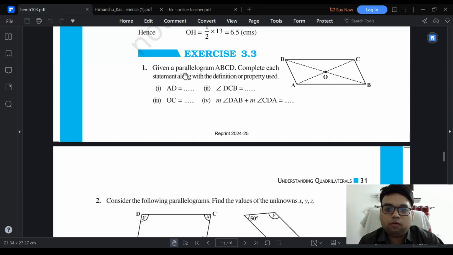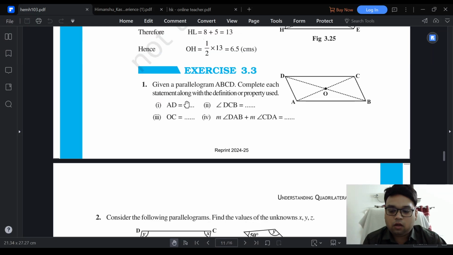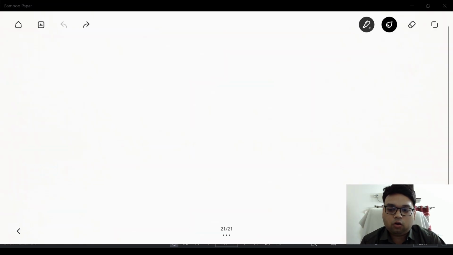Here the question number 1 is: given a parallelogram ABCD, complete each statement along with the definition or property used. In such questions we have to give the answer as well as define which property is used for giving the answer. So on the blank page I will try to explain what question number 1 wants from our side.